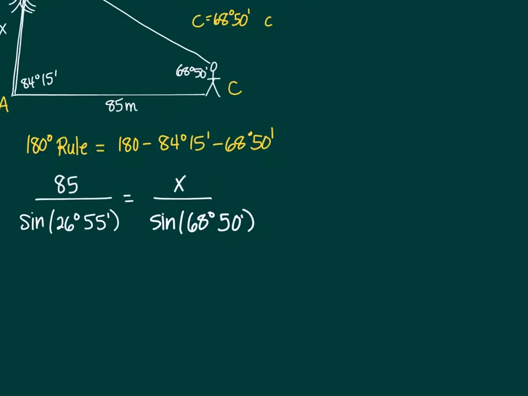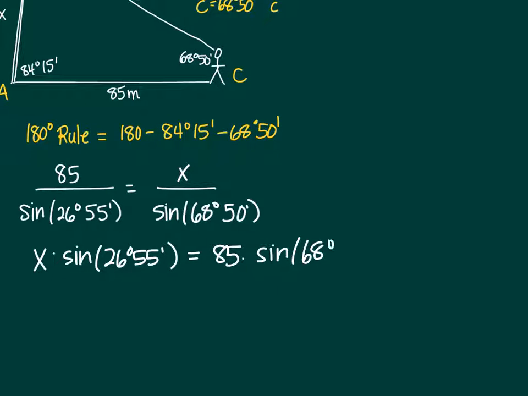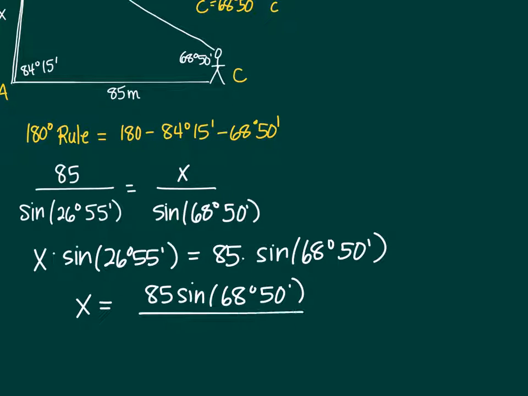So we have our opportunity to cross multiply. You guys are probably faster than me with your calculators. So x will cross multiply down to the sine of 26 degrees 55 minutes, and 85 will cross multiply down to the sine of 68 degrees 50 minutes even. So x by itself would be 85 sine 68 degrees 50 minutes, all divided by the other. And remember, the words don't reduce each other. All right, so who's pretty quick on the calculator and can tell me what that works out to be? Wow.